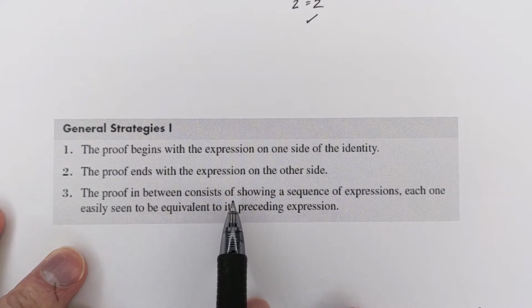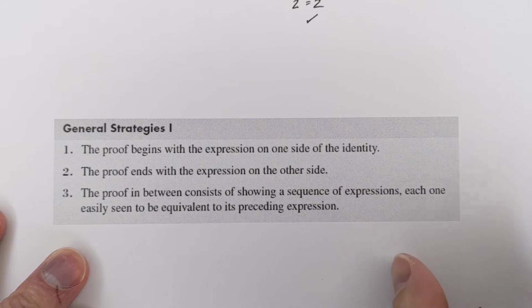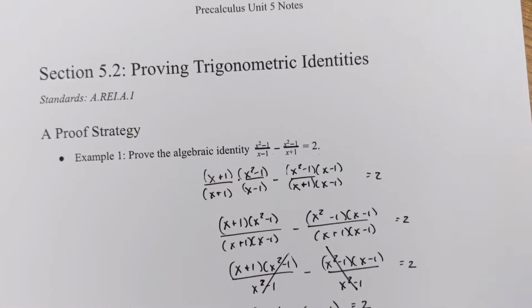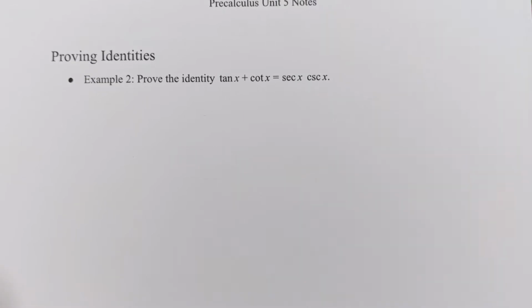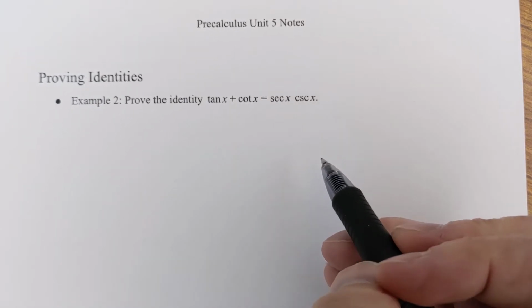The proof in between consists of showing a sequence of expressions, each one easily seen to be equivalent to the preceding expression, which means you can't make random jumps and substitutions that don't make sense or do multiple substitutions at once. Okay, so now we have a trig identity. So we have tangent plus cotangent equals secant cosecant.